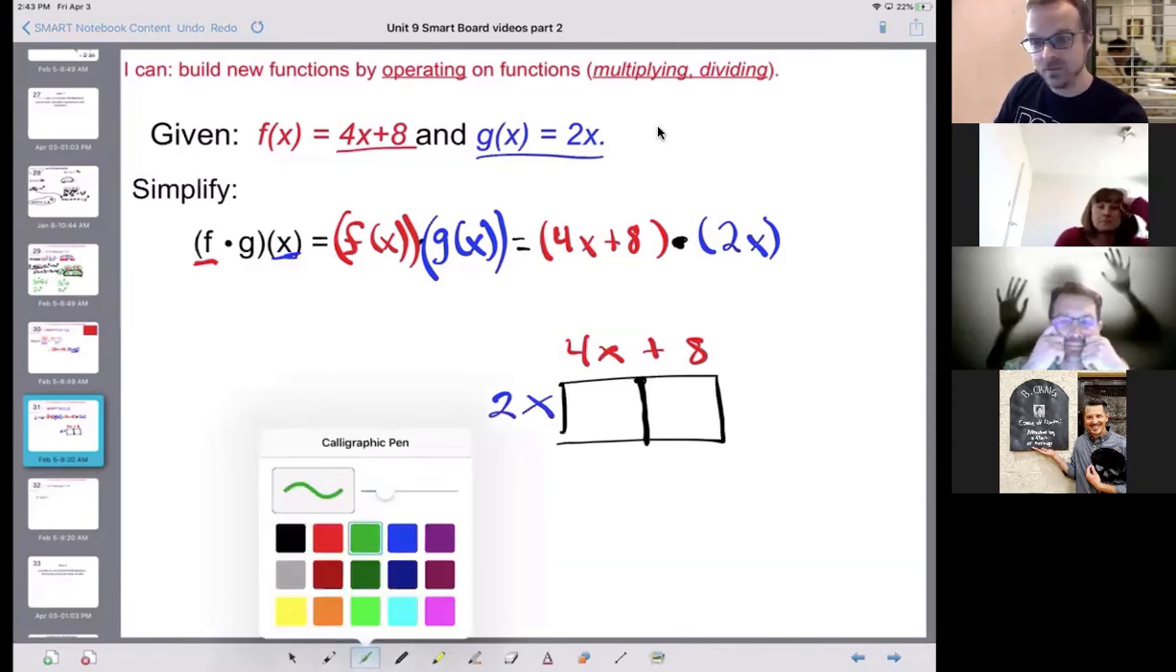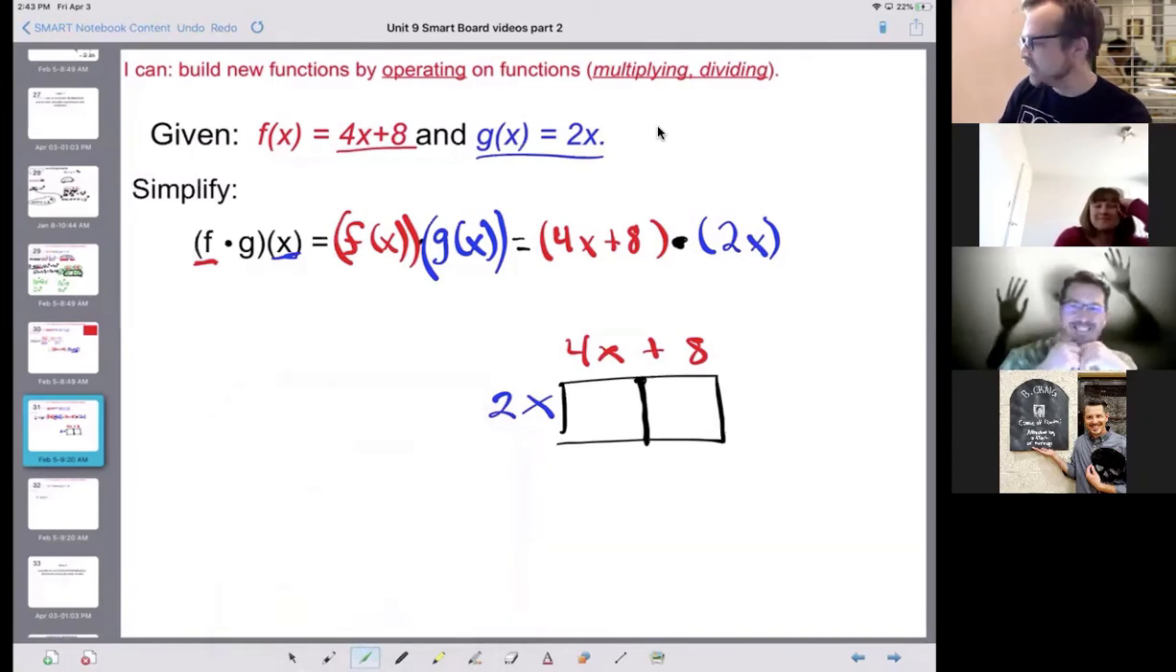Hey, is that green? That's green. It looks exactly the same as red.